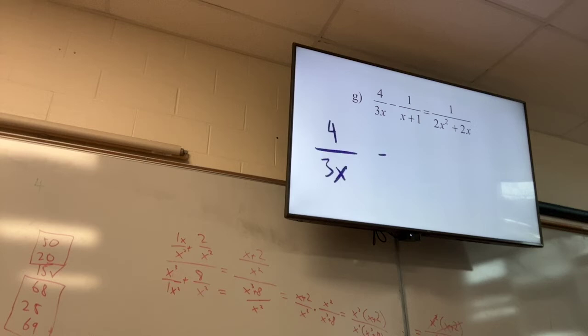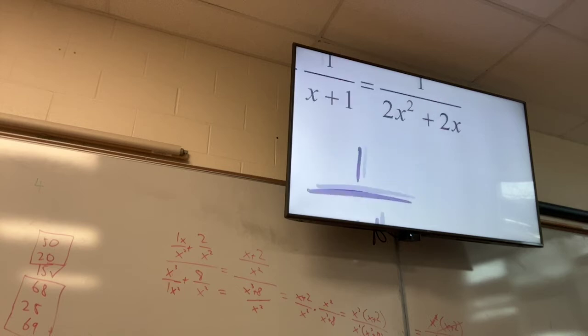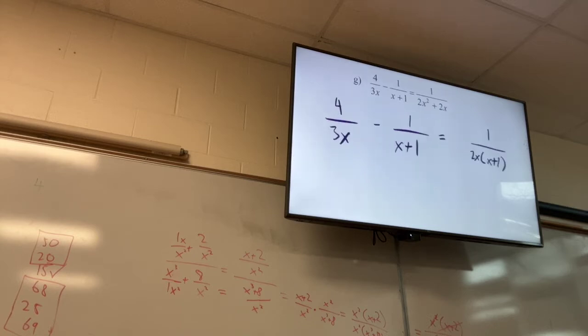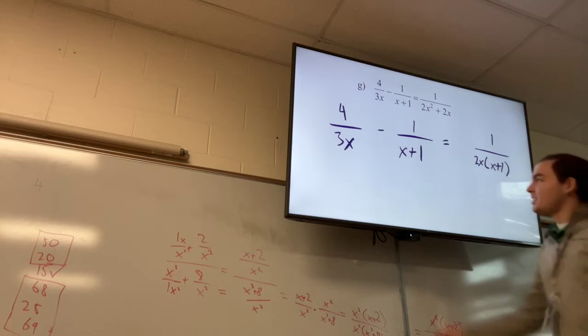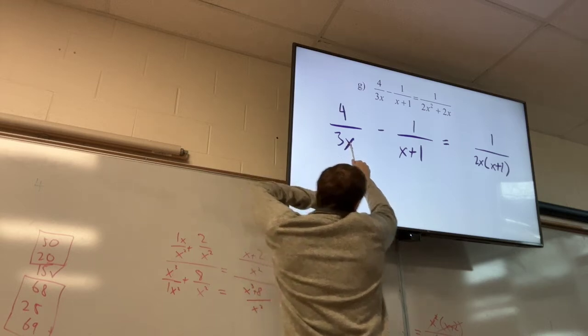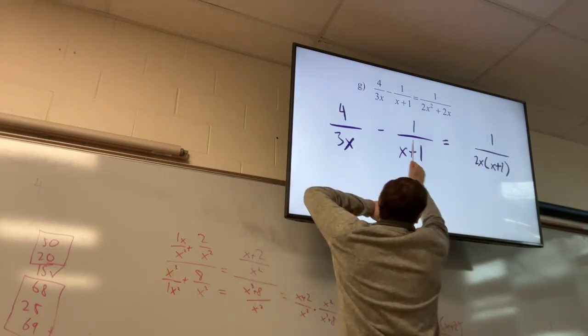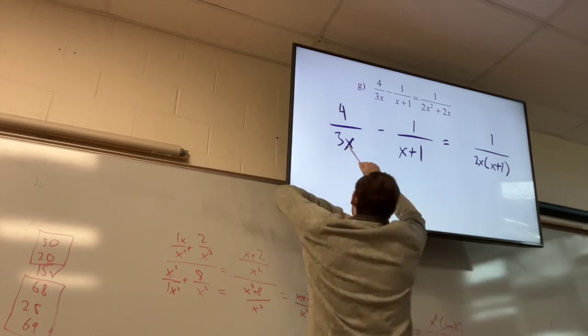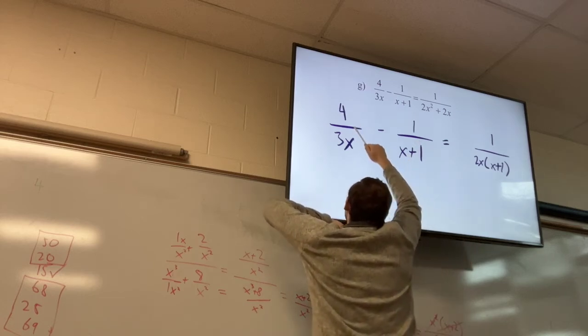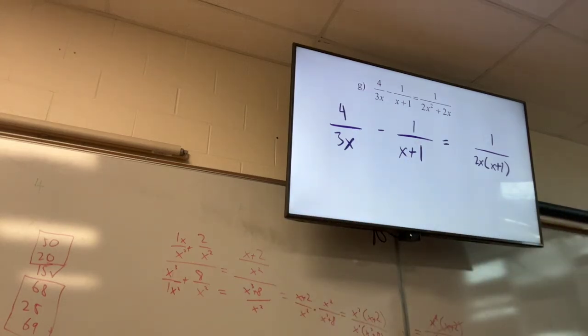How do you know this needs to be factored? Because there's a GCF here. What's this denominator missing that the others have? 2x. So it has an x, okay? Don't need that. It's missing an x plus 1, right? Doesn't have an x plus 1. It's also missing a 2. This one has a 2. So we need to multiply the top and bottom here by 2, and also by x plus 1. So times 2 times x plus 1, times 2 times x plus 1.